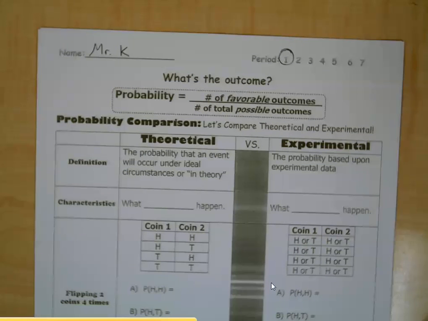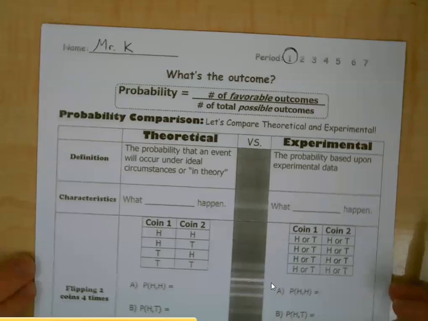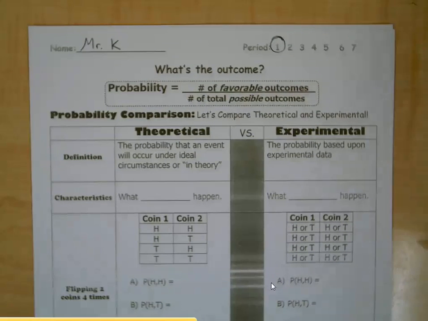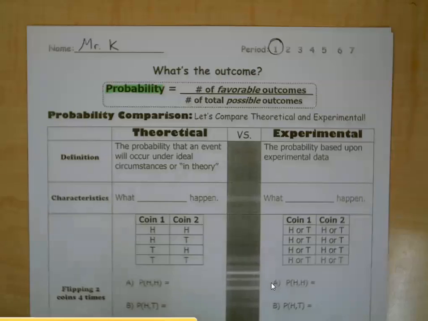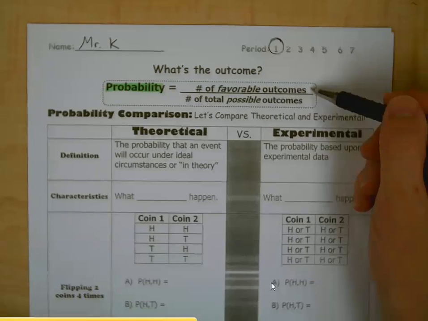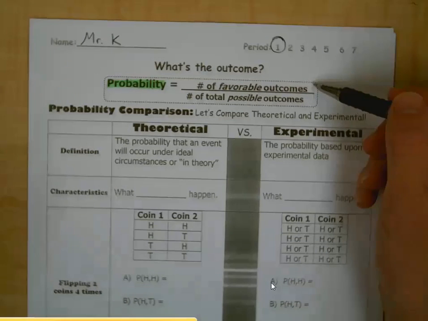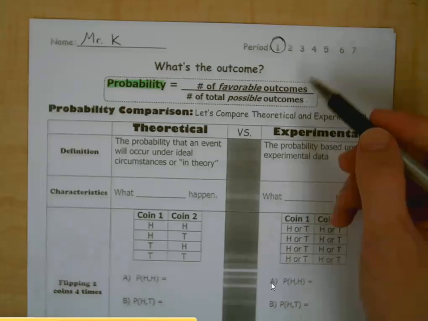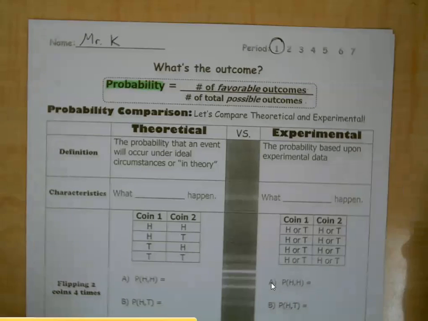Okay? I'm sure you guys have heard about probability before. It's the likelihood that something's going to happen. So what's the probability that it will rain tomorrow? Or what's the probability that my favorite team will win? In math class, we are going to define probability as a fraction where the numerator is the number of favorable outcomes, or the number of ways you want something to happen, and our denominator is going to be the number of total possible outcomes. So what's the total number of ways something could happen?